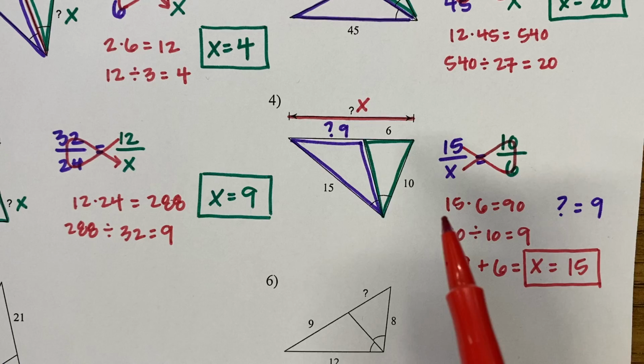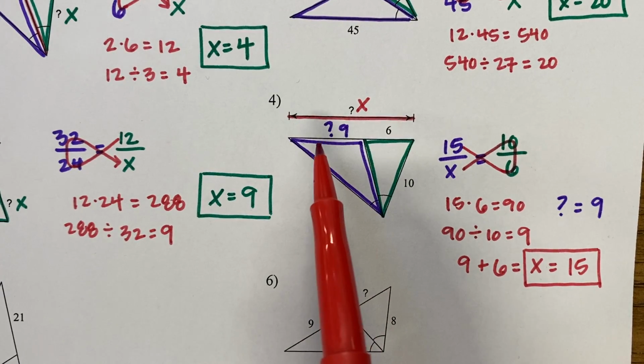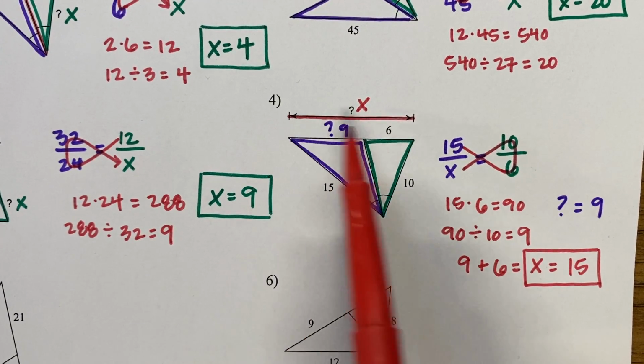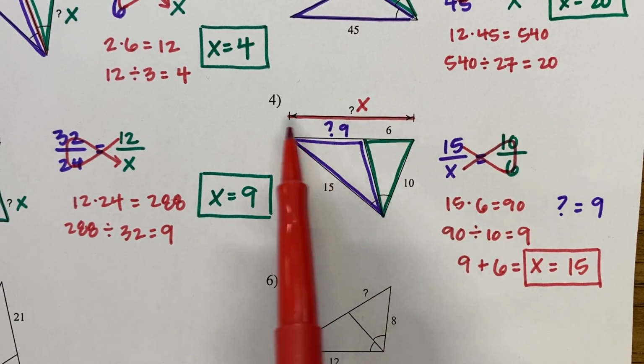Okay, so that one was a little different, whereas we had to find the missing side of our purple triangle, which we've been practicing, but then we had to add it to that side of the green triangle to find the whole side.